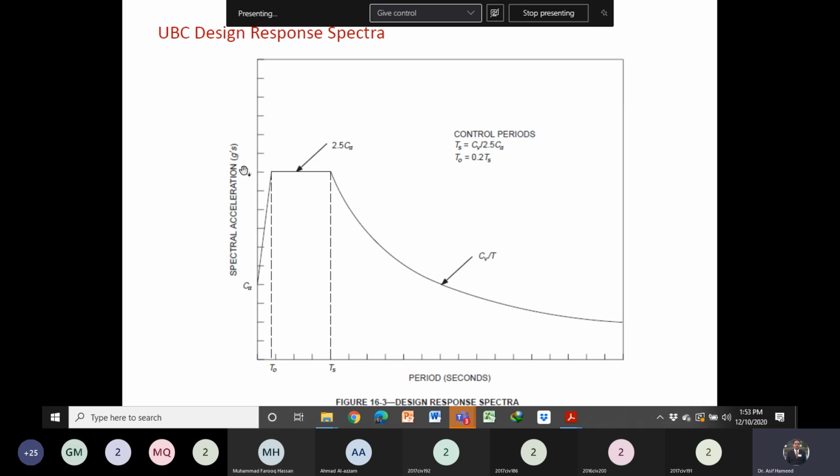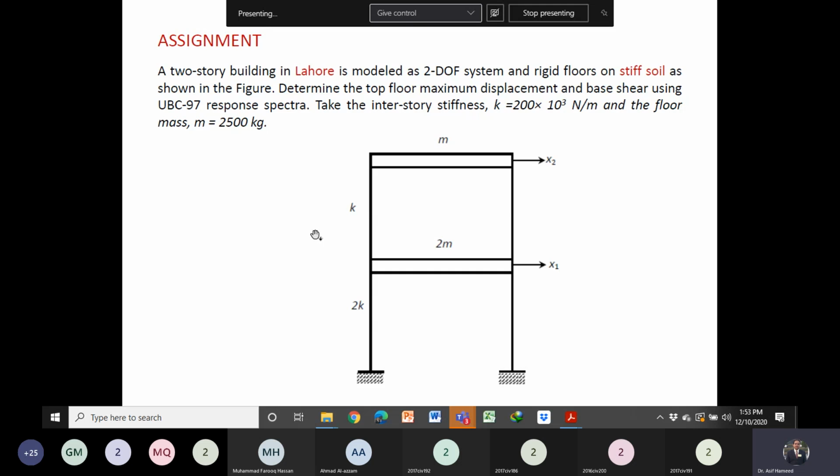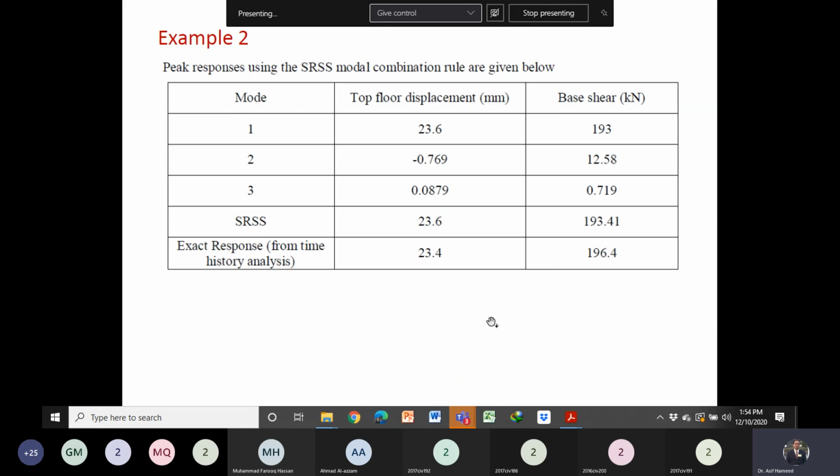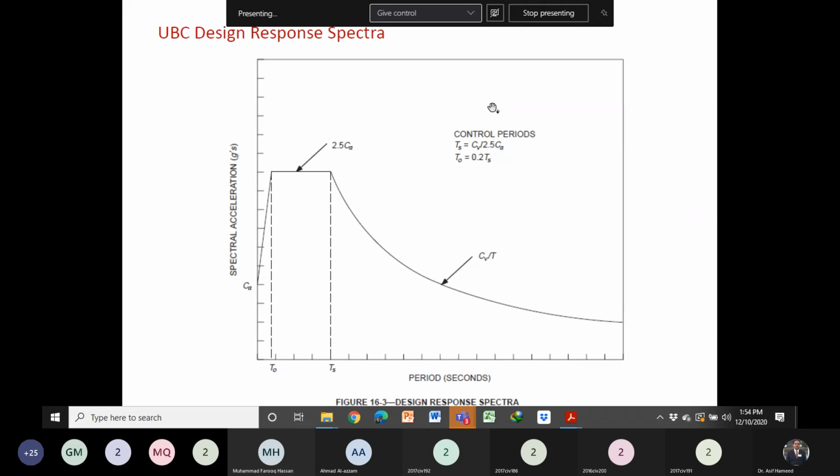So what will we do? Any student? We have the plot for time period versus the spectral acceleration. We don't have the graph for the time period versus the spectral displacement. But to calculate the top floor displacement, and also to calculate the shear, we need the spectral displacement, not the spectral acceleration. What can we do? Very easy question, not so difficult.